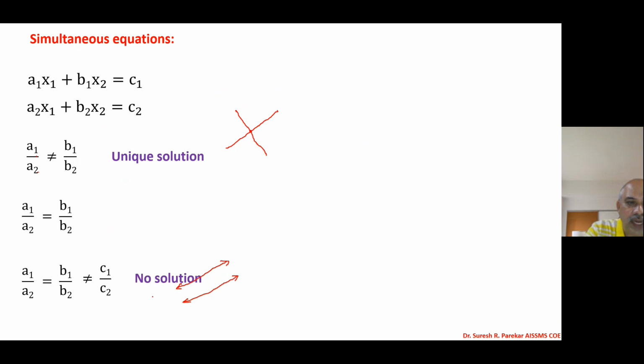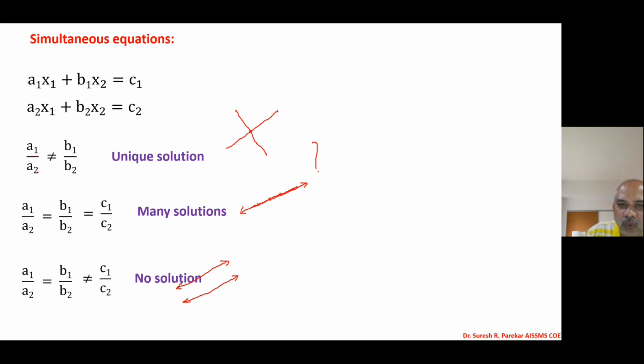And third, when all are equal, then we say many solutions, and that will be the case when two lines overlap each other for some portion. And in that case, we have many solutions for this. So these are the different solutions.